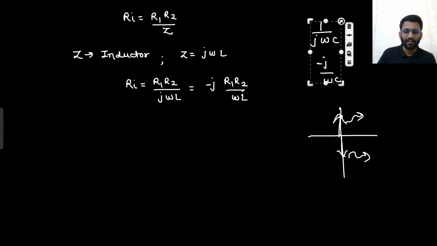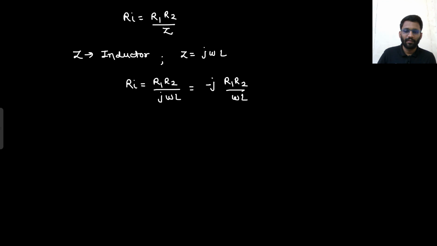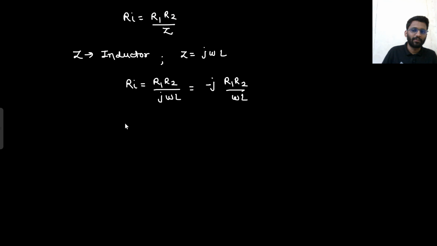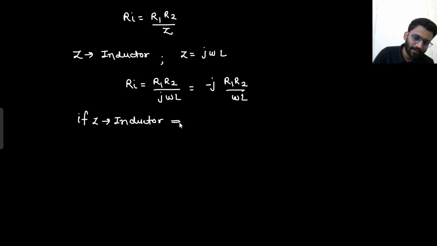So what is the statement written? The statement written is, considering negative feedback, Rin acts as inductor if Z is inductor. That is wrong. Rin acts as capacitor if Z is inductor. Are you getting this point? If Z is inductor, then Rin is capacitor.